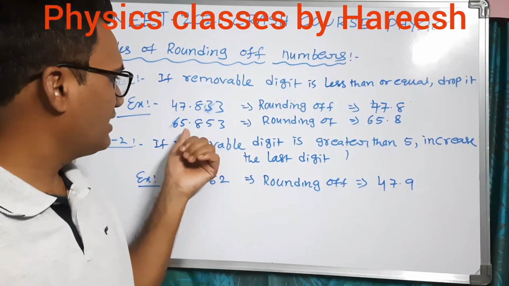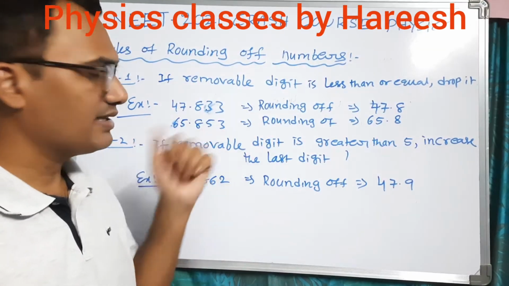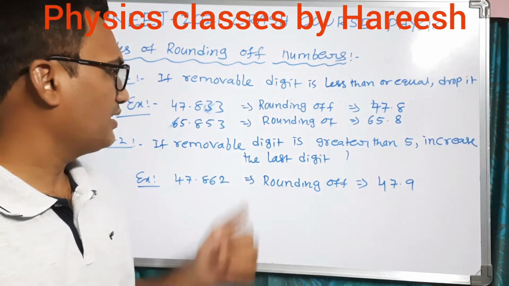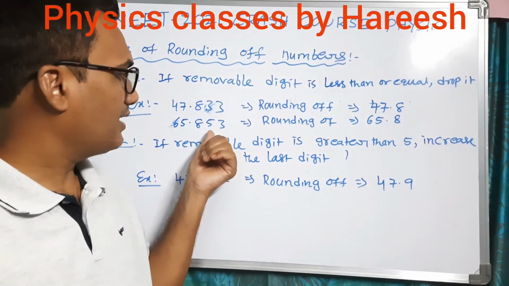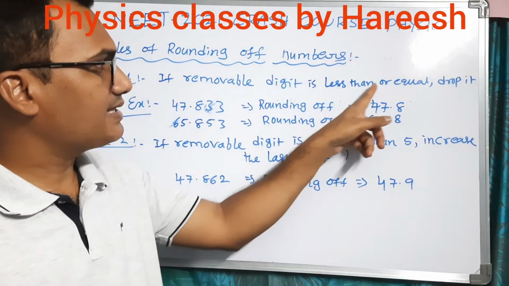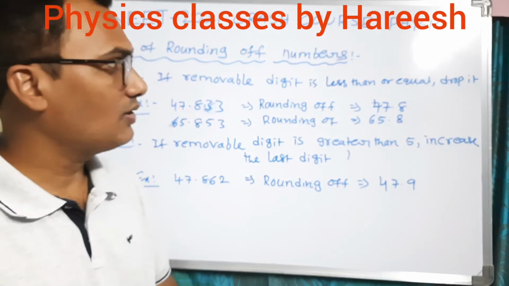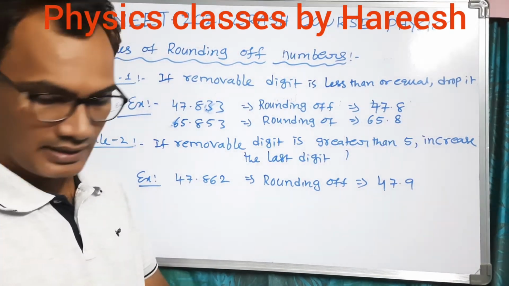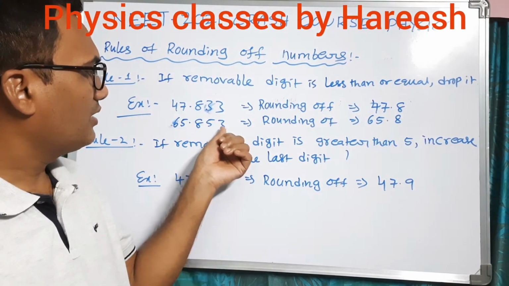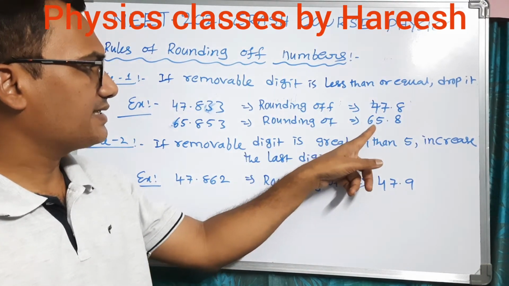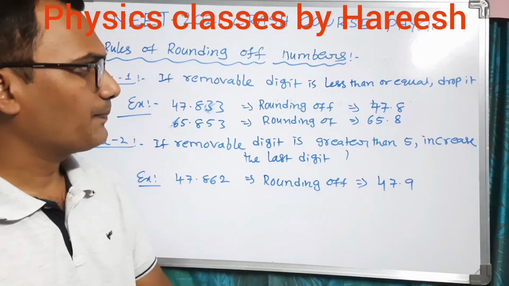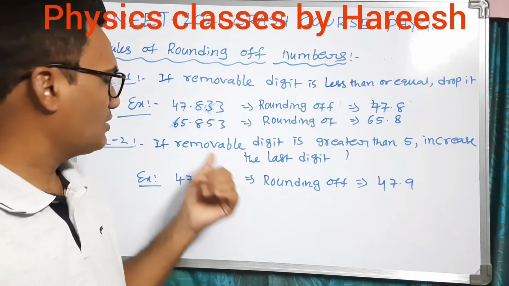The second example is 65.853. Here the second digit after the decimal is 5. So it is less than or equal to 5, and then we have to drop it. So the rounded number is 65.8.